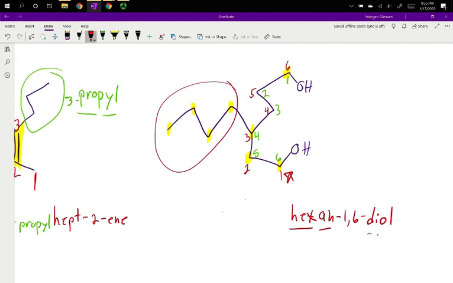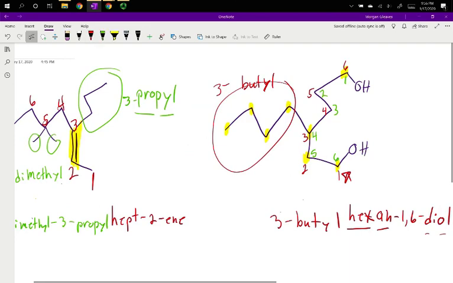There are 2 alcohols. I then have a 1, 2, 3, 4 carbon chain, so that's going to be a butyl chain, and it's at the 3 position. So there's a 3-butyl hexane 1,6 diol. And so this is how we would name a di-alcohol.